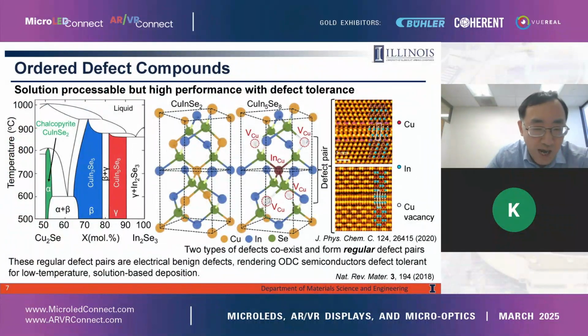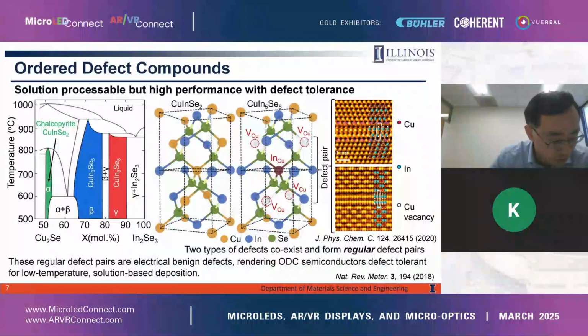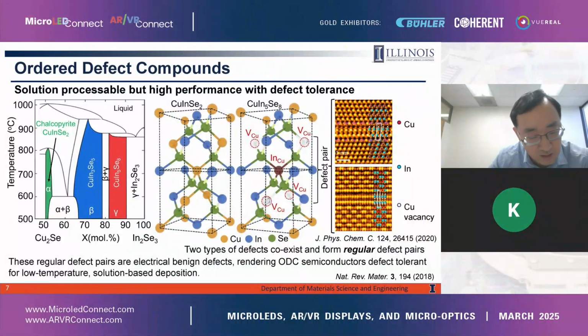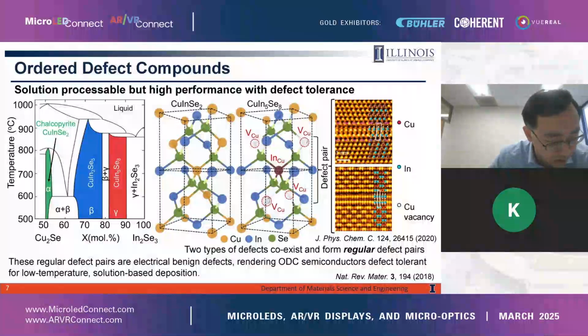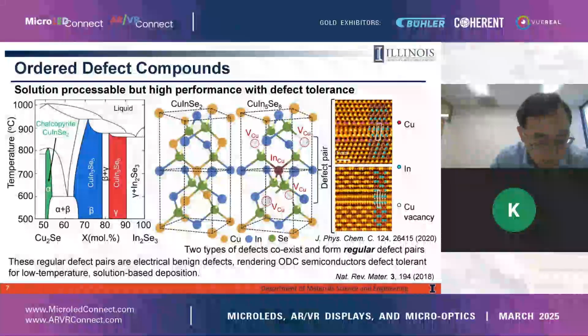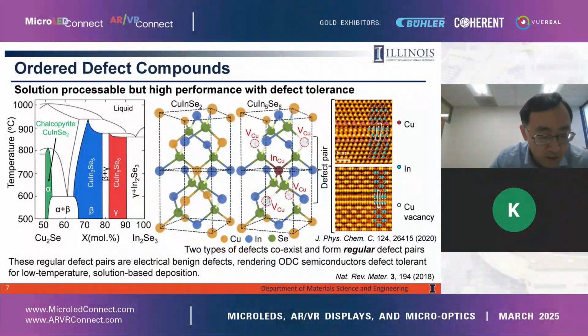So the question we have here is, can we find a solution processable semiconductor material that can demonstrate high performance while at the same time tolerating the detrimental impacts from those material defects? One particular class of material turns out to be very promising for this purpose, and this is what we call the order defect compound semiconductor.